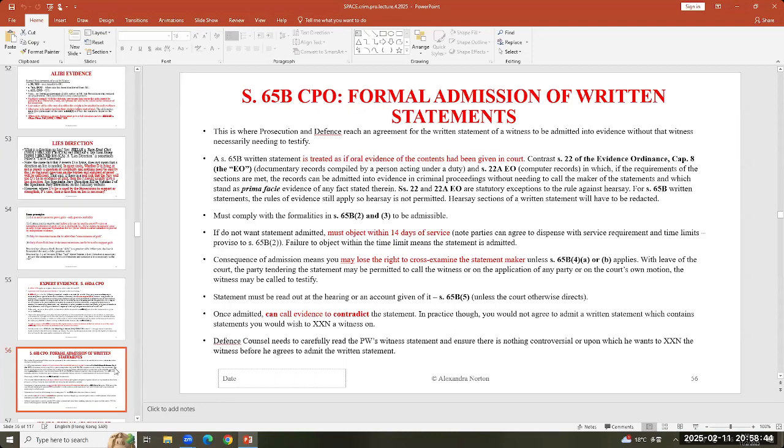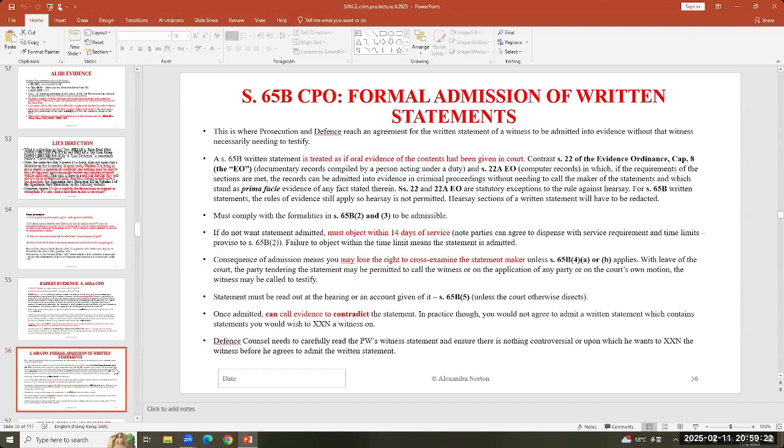And when we considered evidence, we looked at certain statutory exceptions to the hearsay rule. We looked at Section 22 and Section 22A. But Section 65B of the CPO is not a statutory exception to the hearsay rule. Basically, if this written statement of a witness is allowed to be introduced under 65B, it has the same weight as if this witness had orally testified to the contents of that statement in court. So it cannot include any hearsay material.